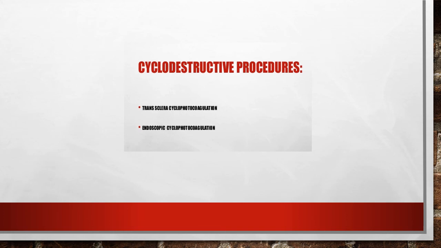And coming to the last, the cyclodestructive procedure. Especially it is done in cases of absolute glaucoma with a blind eye, where there is a continuous rise of pressure but the patient doesn't have vision. At that time you have to go for this procedure. It is done either by lasers or by cyclocryotherapy, where a very cold temperature is used to destroy the ciliary body. That is the cyclodestructive procedure.